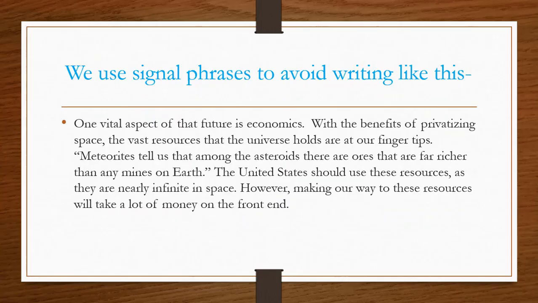And we use signal phrases with that evidence, with those quotes and paraphrases, in order to avoid writing like this. Here you'll see a paragraph about space, and it looks pretty good, but it's actually incorrect because that quote in the middle is what's called a dropped quote. It doesn't have any language from the writer of the paper to introduce the quote or contextualize it or help the reader of the paper understand how to read that quote.